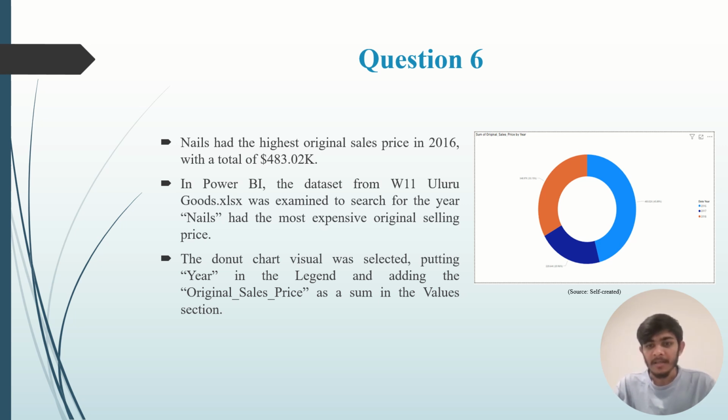There are three main colors: orange, blue, and dark blue. It's showing that in a donut chart. The donut chart visual was selected, putting here in the legend of the adding the urgent cells.